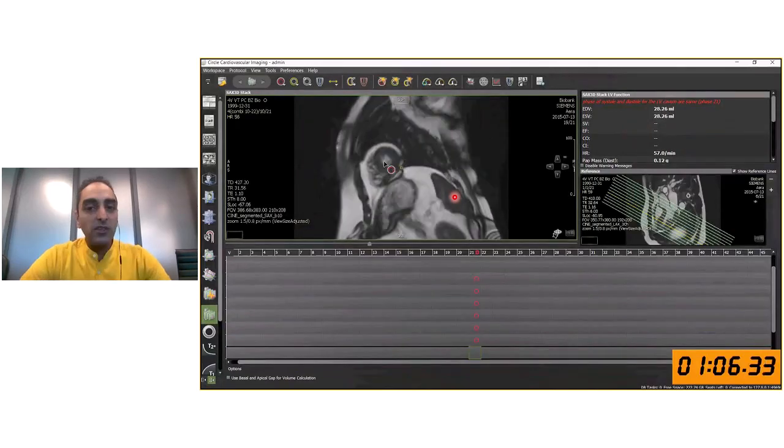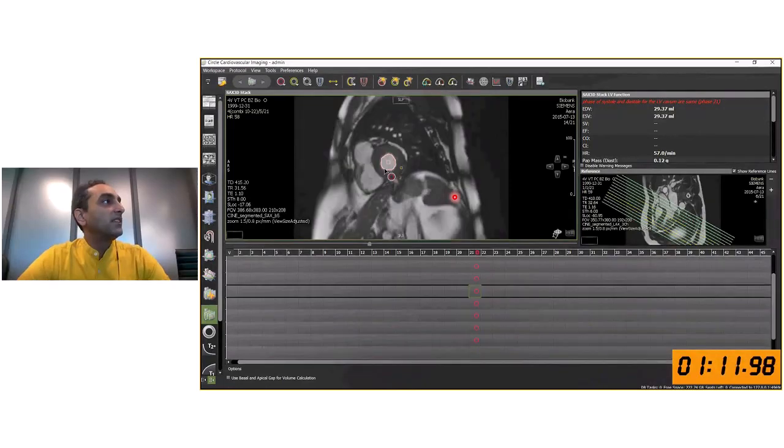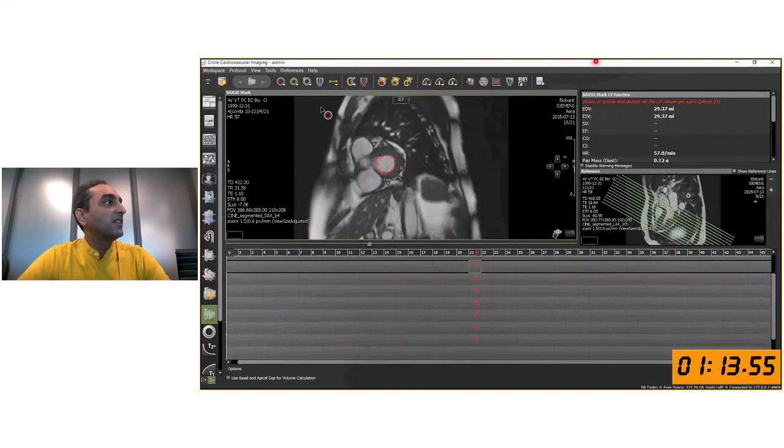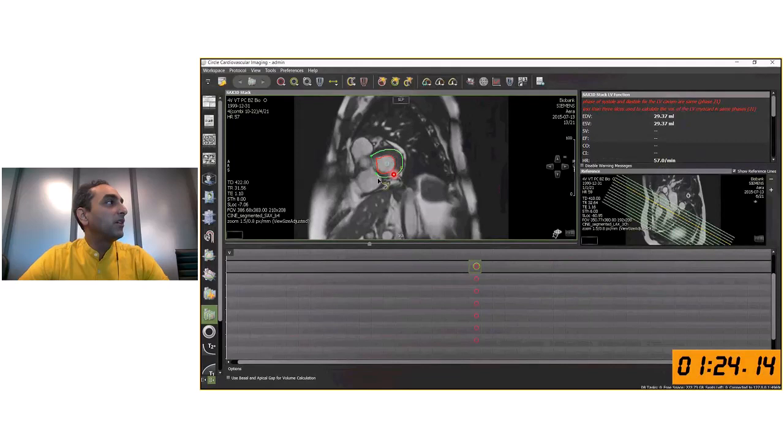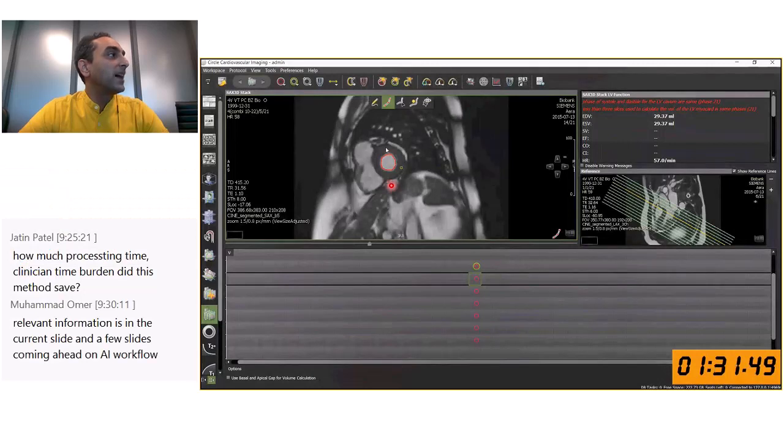So one thing to note here is as the clinician is drawing these contours, the volumes are automatically updated. And once they're finished with contouring the endocardium or the blood pool, they start contouring the outer wall of the left ventricle, which is the epicardium. And this is also important because another clinical biomarker that they're interested in is the myocardial mass. So essentially the mass of the left ventricular muscle.